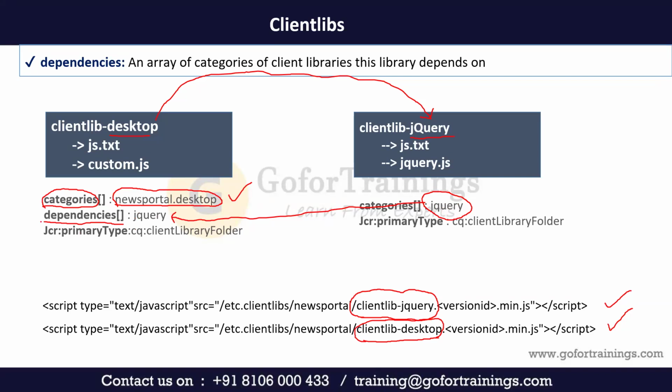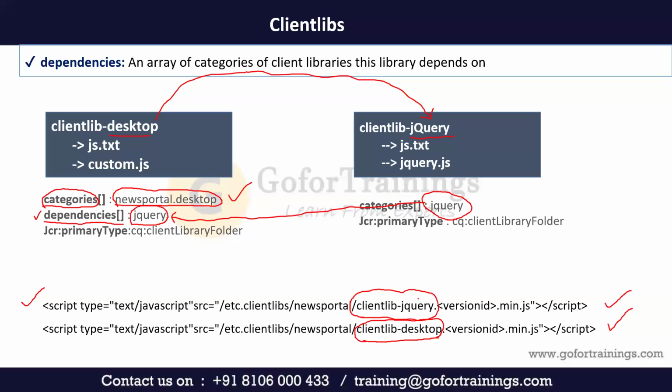If you follow this approach, if you add the dependencies property in the client web and desktop, here the value is the category value of client web and jQuery. Without mentioning this jQuery in template level policy, it will load into the HTML markup. This client web and jQuery will load into HTML markup without mentioning this category value in template level page policy.